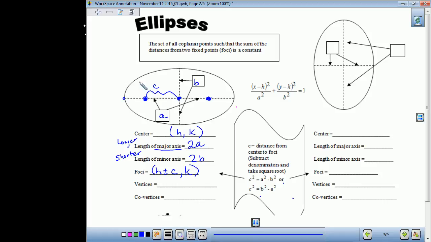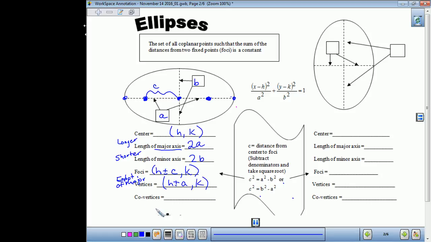Okay, now the vertices. The vertices are really what we call the endpoints of the major axis. Now for those of you that go home and research math every night, I know, it's many of you, or you might be right now pulling out your phone and verifying that what I'm telling you is true. Everybody calls the endpoints of the major axes vertices. And so to find them, we would do H plus or minus A, K.